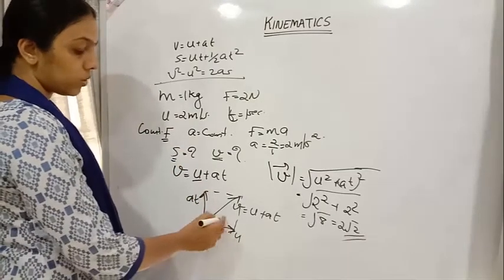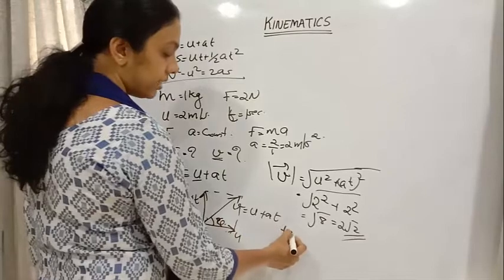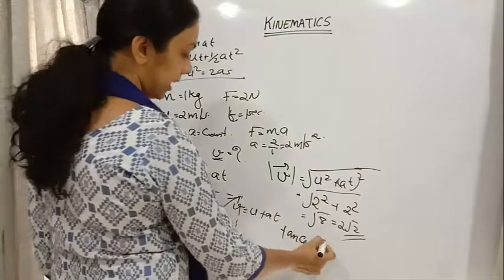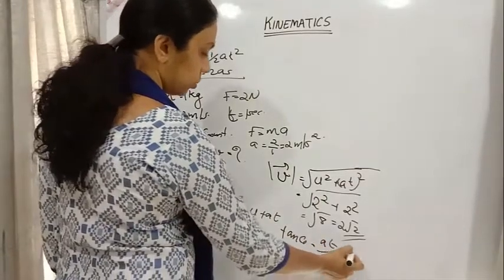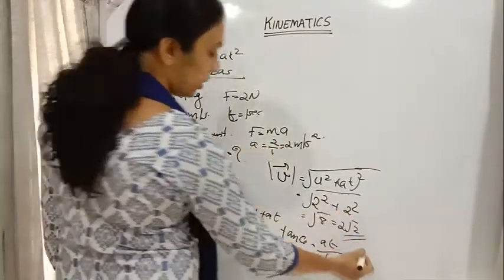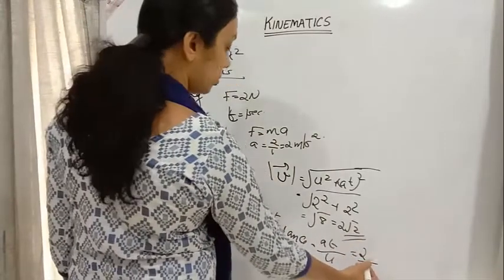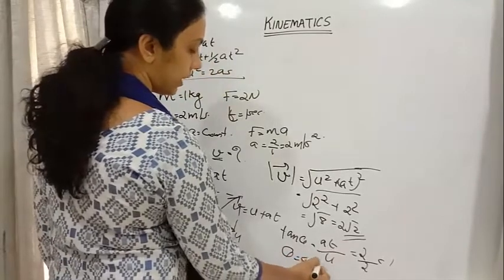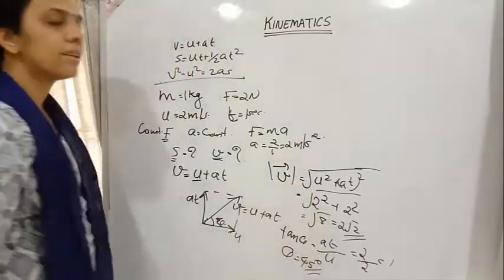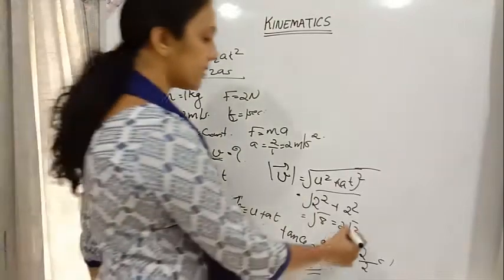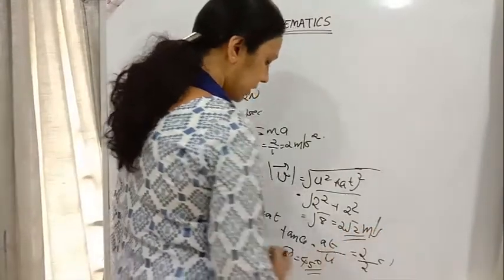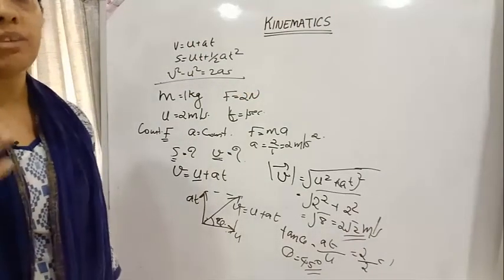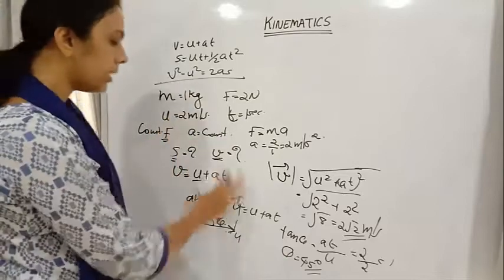Tan theta equals opposite side divided by adjacent side. Opposite side is at, adjacent side is u. At is 2 into 1, divided by 2, therefore 1. Therefore theta we will be getting as 45 degrees. So the velocity is 2 root 2 meter per second, and it will be making an angle of 45 degrees. Okay, this is about the velocity.